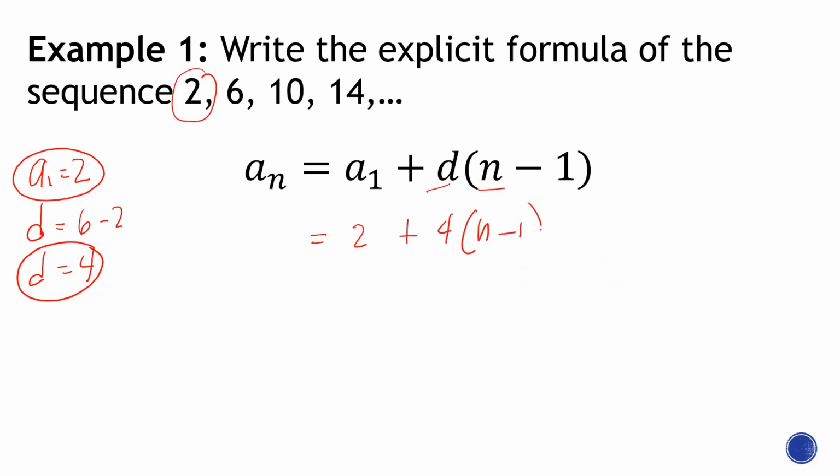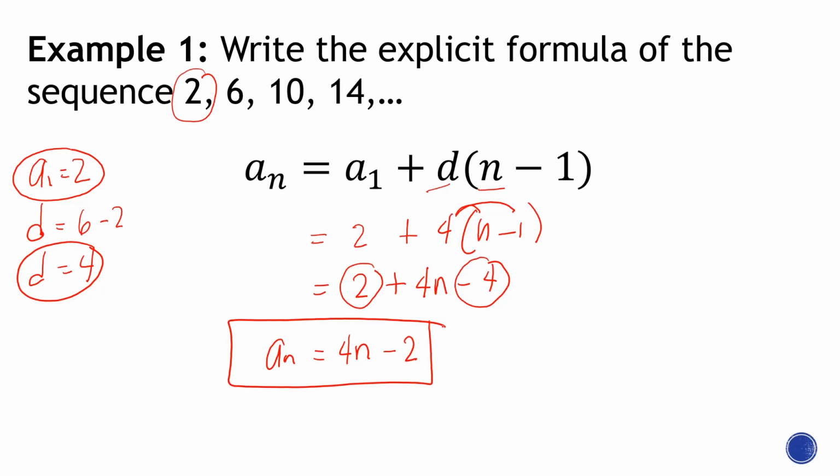equals 2 plus, that's right, we need to distribute this. So that's 4n minus 4. After that, we need to combine the constant numbers. But don't forget that term with n. So 4n minus 2, because 2 and negative 4 have different signs, so that means you need to subtract them. So this is the explicit formula of the sequence 2, 6, 10, and 14.